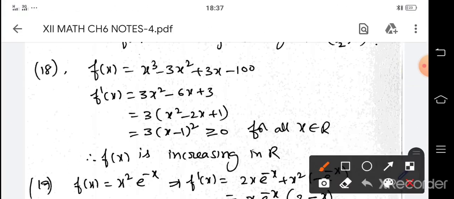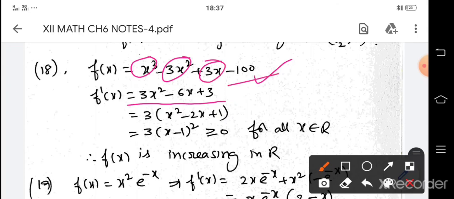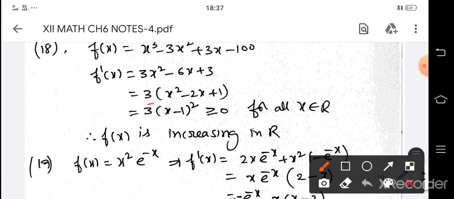Prove that the given function f of x is equal to x cube minus 3x square plus 3x minus 100 is increasing in R. Take this function, differentiate: 3x square minus 6x plus 3. x cube derivative, minus 3x square derivative, 3x derivative, 100 derivative 0, leave it. Take 3 common in this derivative. x square minus 2x plus 1 is x minus 1 whole square. So 3 into x minus 1 whole square.